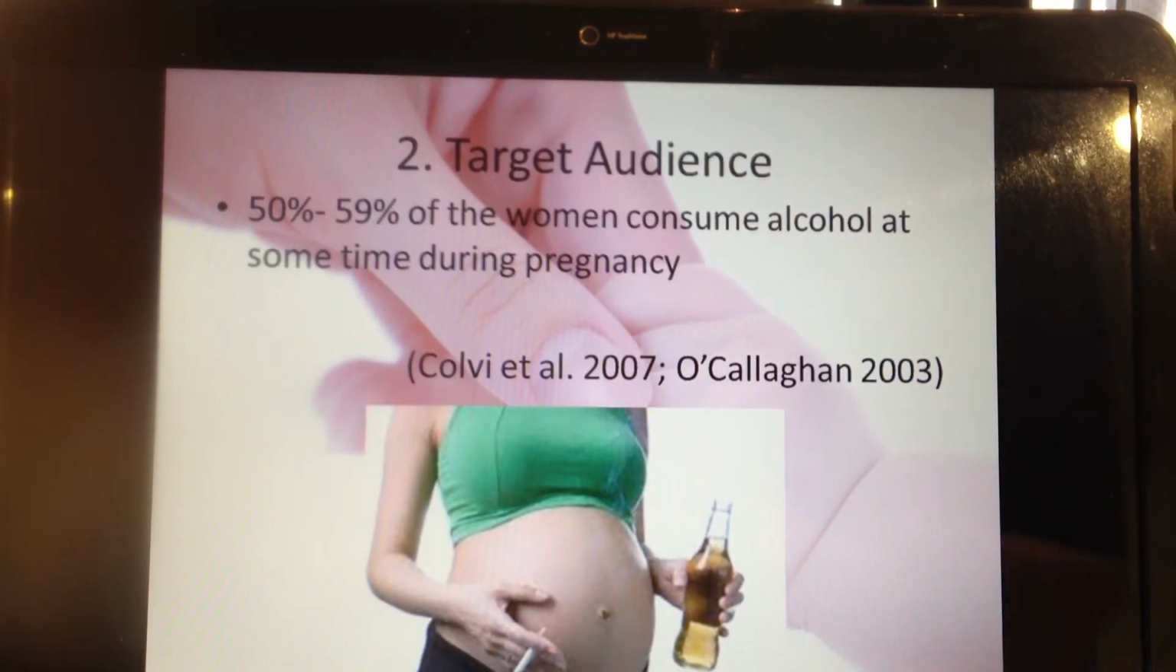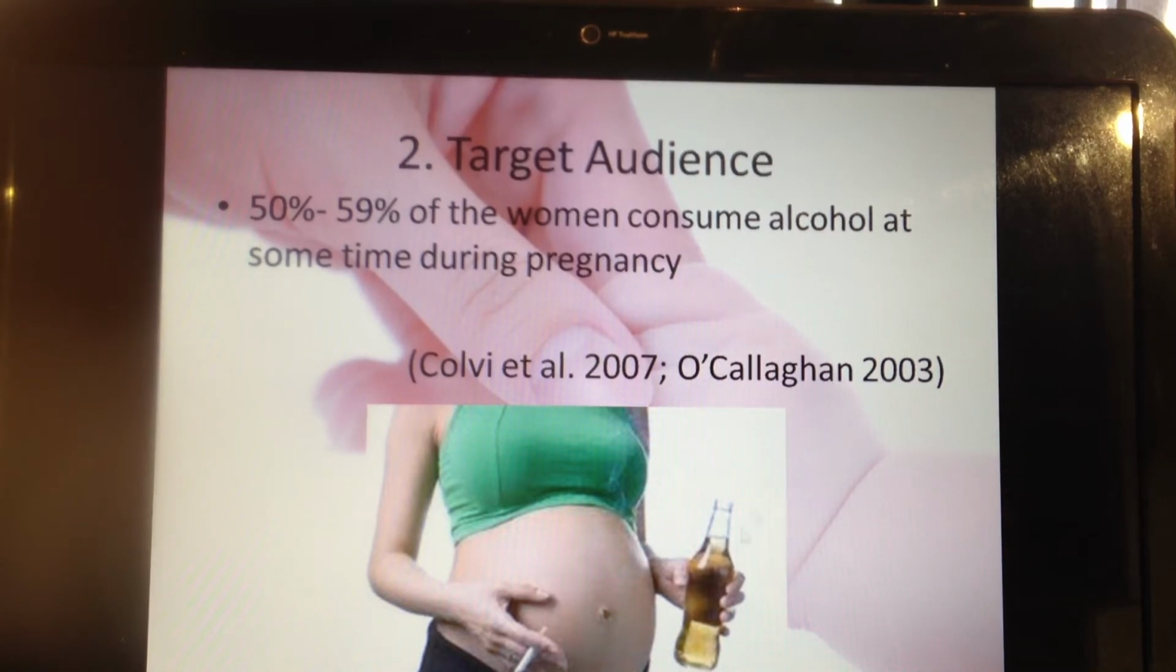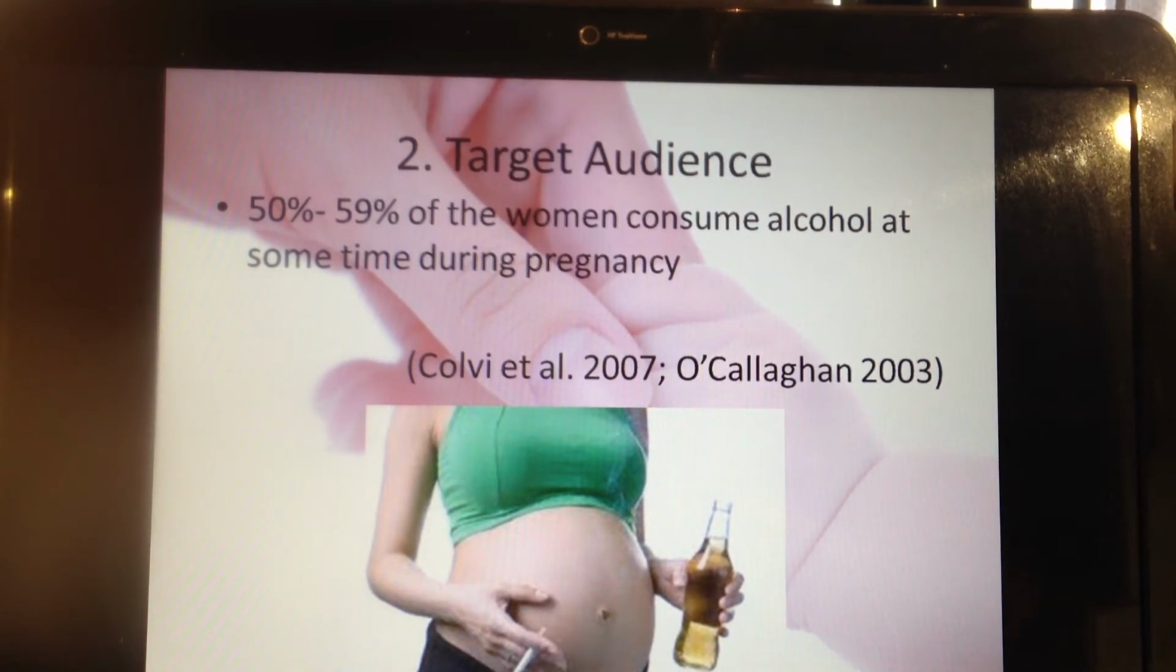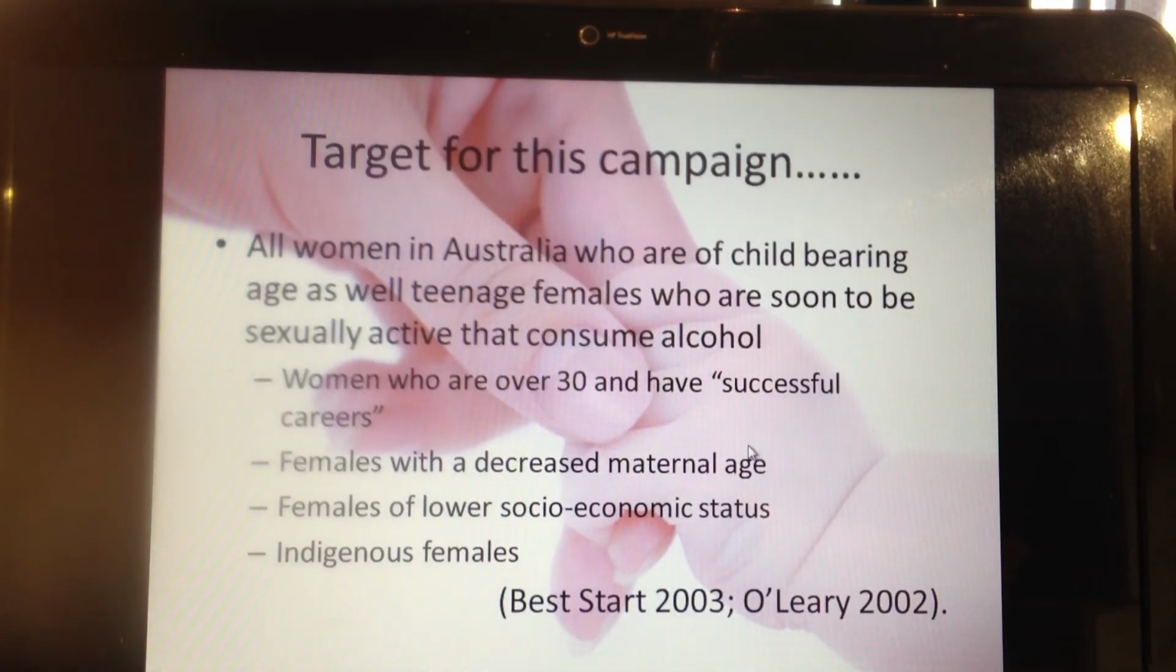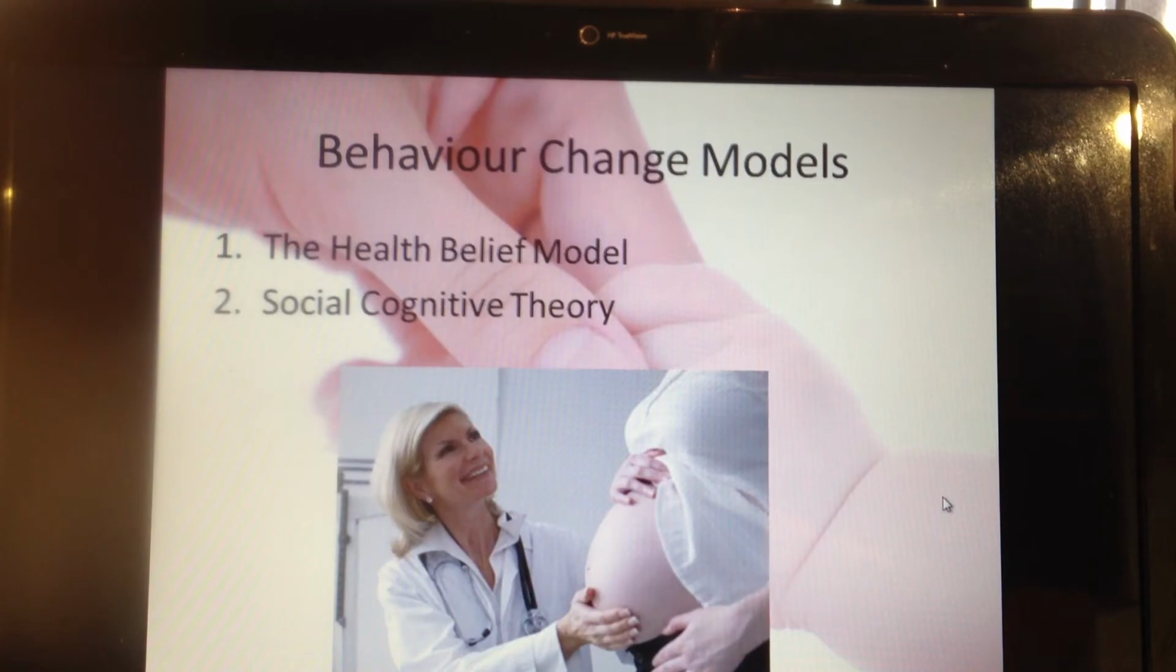The target audience, that's the next element. In a survey of Australian women, 50 to 59% of women surveyed said that they consume alcohol during pregnancy. Thus our campaign will be targeting several female population groups who, through our research, we've identified as being at greater risk of consuming alcohol during pregnancy, and these involve women who are over 30 and have successful careers, females who have a decreased maternal age, females of lower socio-economic status, and Indigenous females.